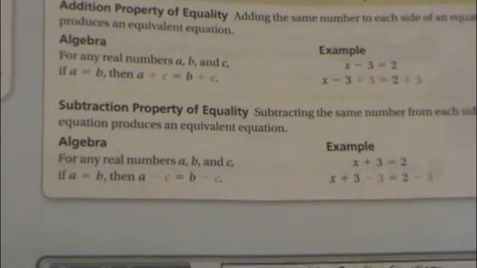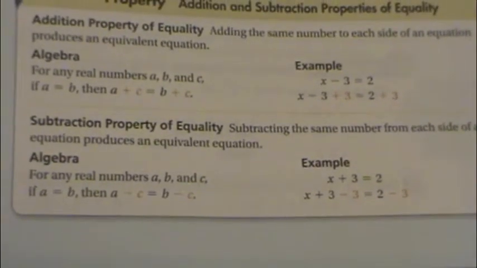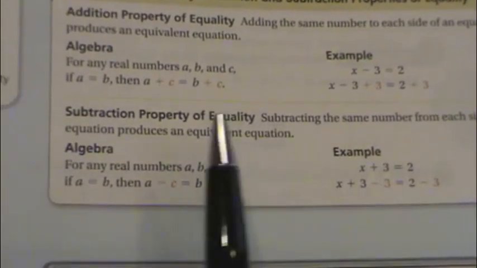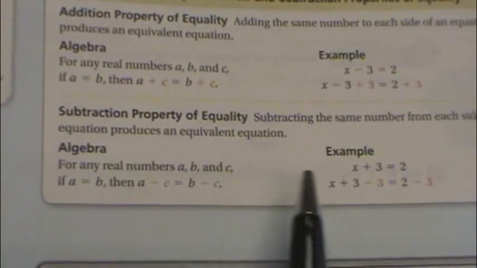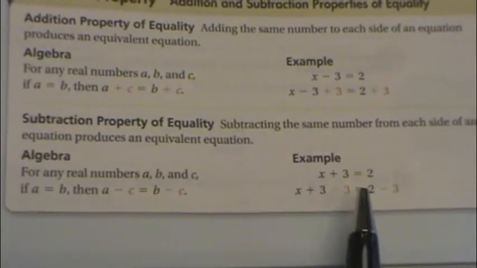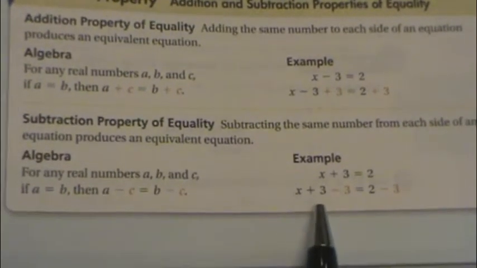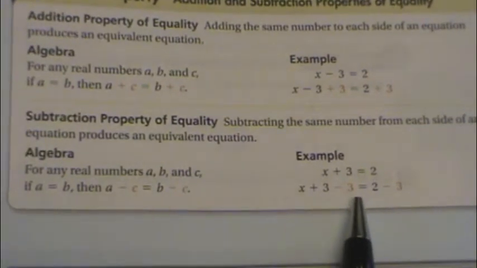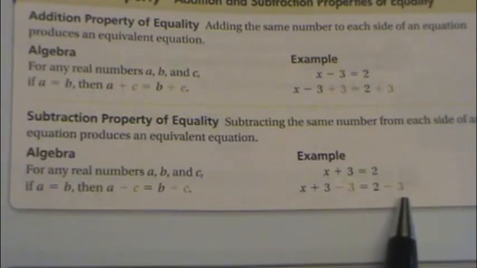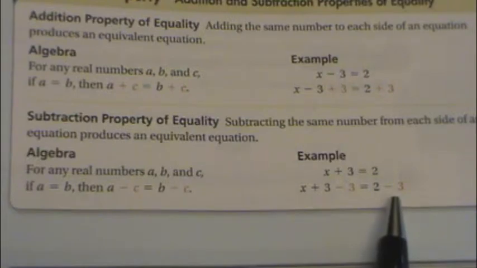Let's move on. The property of equality as it refers to subtraction. For any real number, blah, blah, blah, blah, blah. Take a look over here. X plus 3 equals 2. X plus 3 minus 3 equals 2 minus 3. I wonder again why they did that. Go ahead and turn the page.